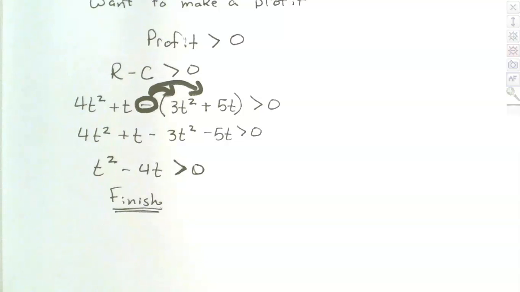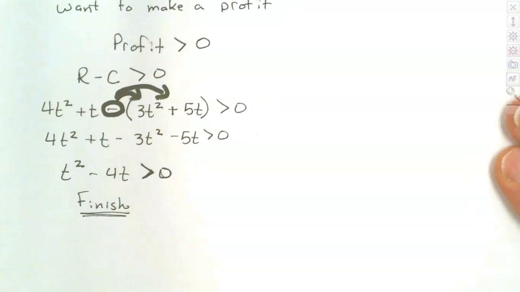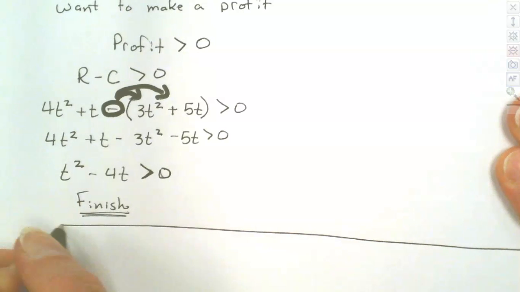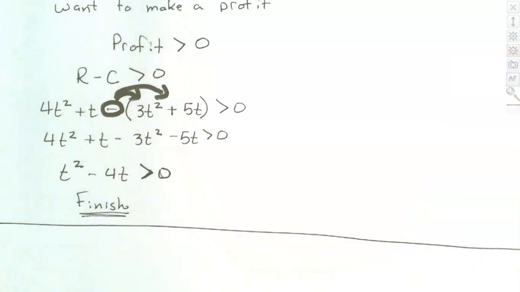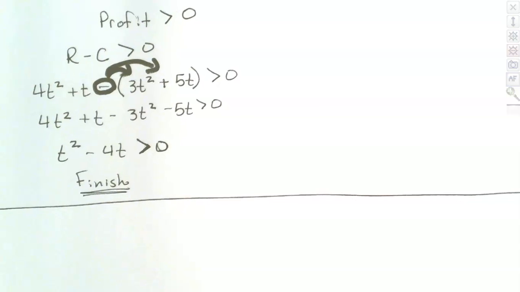You know, is it really worth it for me to expand my company? And something like this will let you analyze that and decide, is it really worth it for me to expand the company to make these extra items? And it may or it may not be. So your profit is always your revenue minus your cost. You want to make sure you made money.